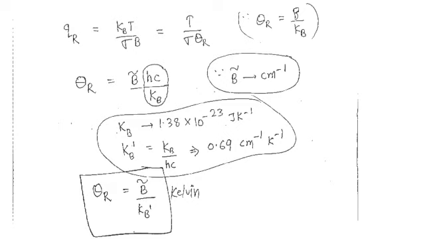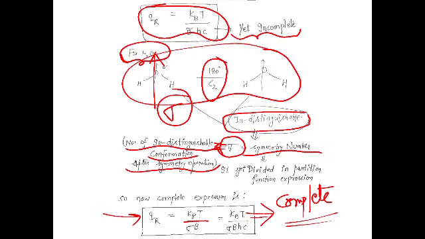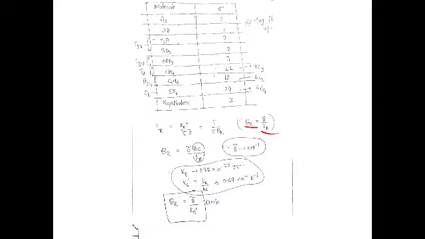Or if you want the value in centimeter inverse, if you have the value in centimeter inverse, then you can use this formula as well, because this is for theta r in centimeter inverse. So you will get this value of theta r in centimeter inverse. This is for joule, and this is for centimeter inverse. So you have to just write it down. You can easily convert all of them. These are interconvertible.